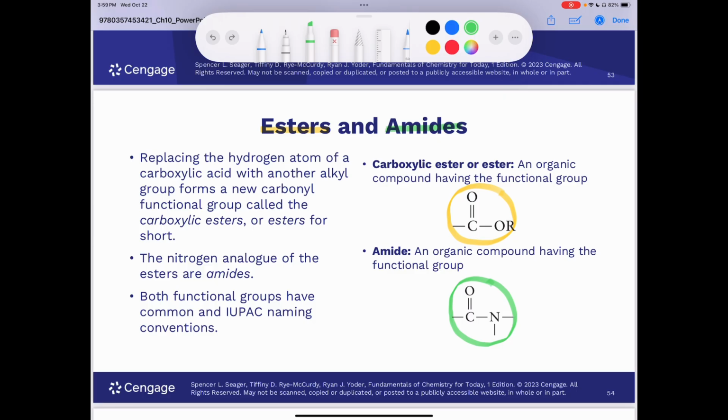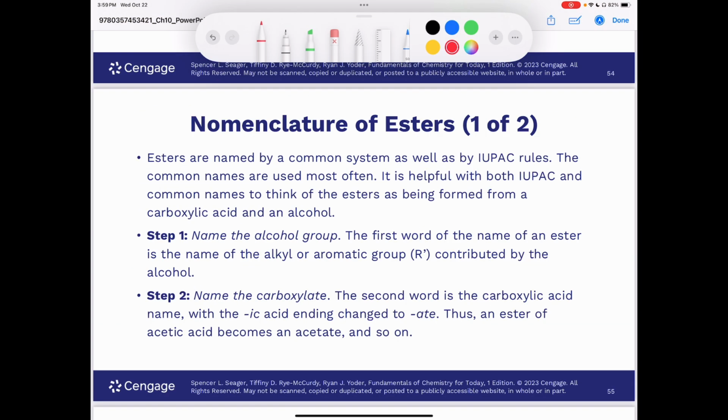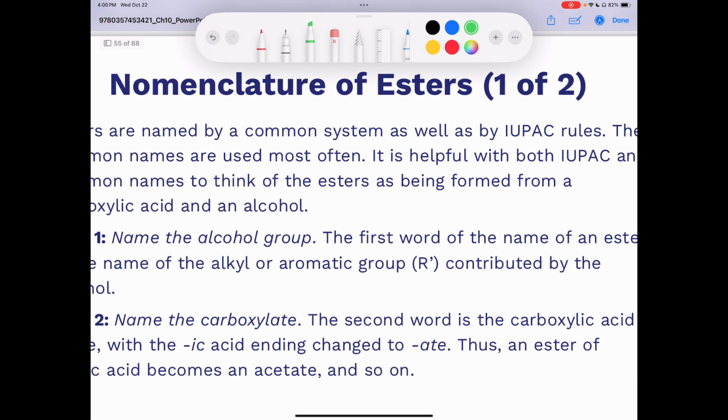And when it comes to naming esters and amides, we can use both common names and we can also use IUPAC systematic ways of naming esters and amides. So let's start with the nomenclature of an ester. Esters are named by a common system as well as by IUPAC rules. The common names are what we use most often, and it's helpful with both IUPAC and common names to think of esters as being formed from a carboxylic acid and an alcohol.